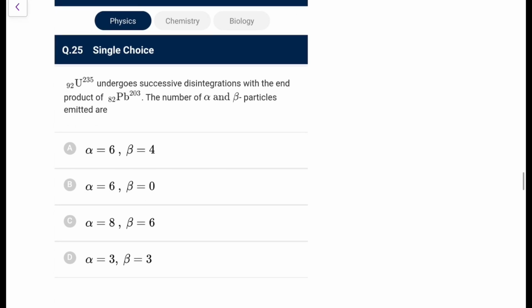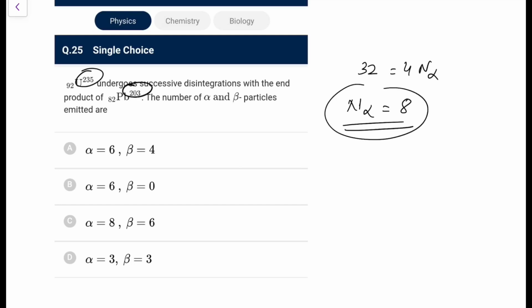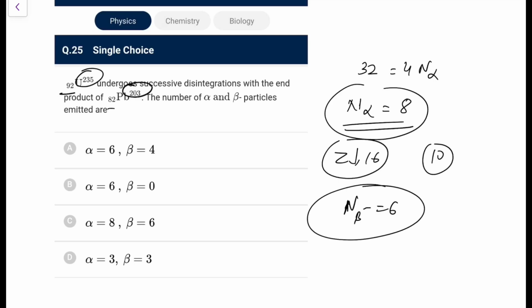Uranium undergoes successive disintegration with the end product of this, the number of alpha and beta. So just check what is the decrease in the mass number. The mass number decreases by 32, and you know in each alpha decay it decreases by 4, so it is 4 times number of alpha, so number of alpha is 8, and because of these alpha, Z would decrease by 16. Here the Z is decreasing by 10 only. That means there is a difference of 6. That means the number of beta negative particles will be 6, as each beta increases Z by 1. So it would be 8 and 6. So go for option C here.